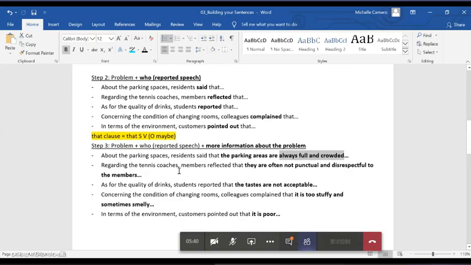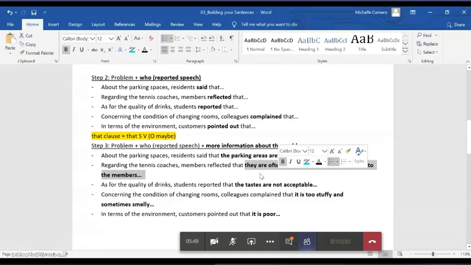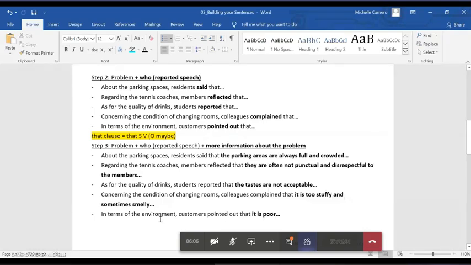Or regarding the tennis coaches, comma, so that's step one, problem. Members, that's who reflected that, that's reported speech. They are often not punctual and disrespectful to the members. That is more information about the problem. They is our subject, are is the verb, and then often not punctual and disrespectful to the members. That's the object or the clause or the adjective. Okay, here's one that has an adjective after the verb. So we have, in terms of the environment, comma, customers pointed out that it is poor. So it is our subject, is the verb, and then poor is the adjective. Okay, so that's step 3. You're going to give more information about the problem.